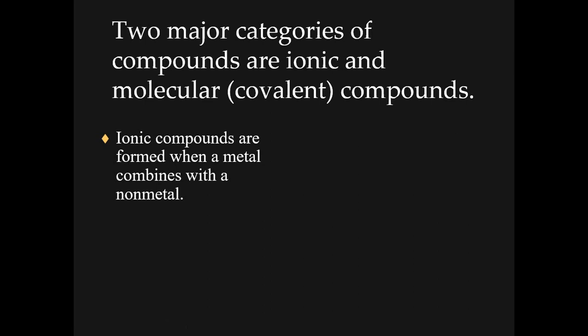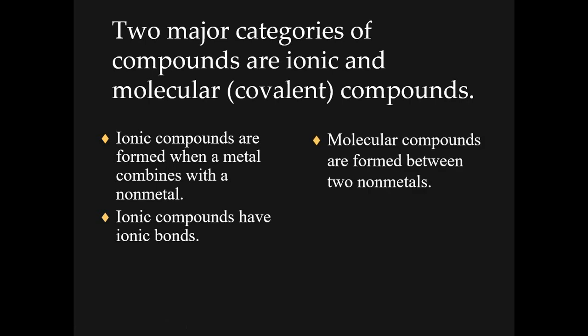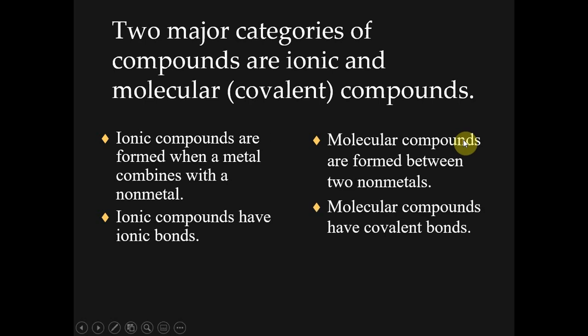Now, ionic compounds, we were learning in grade 9 and 10 that they form from metals combined with nonmetals. What creates them is the ionic bond, the electrostatic attraction between positive and negative ions. Molecular compounds are formed between two nonmetals. Essentially, they share electrons between the two of them, and those are called covalent bonds.